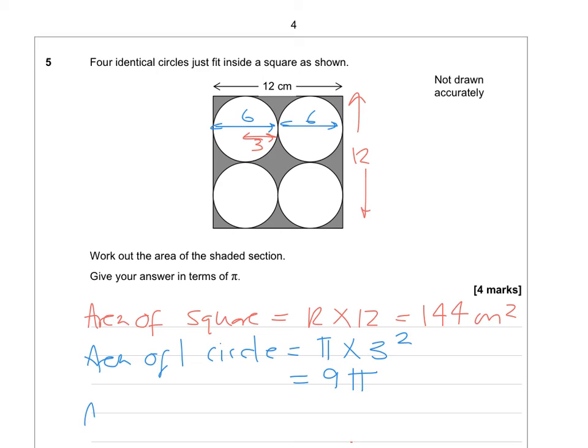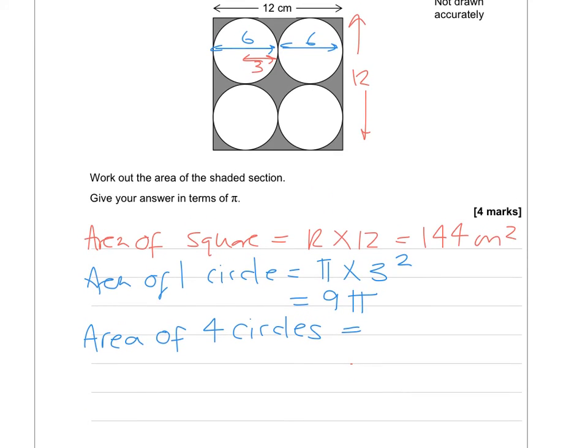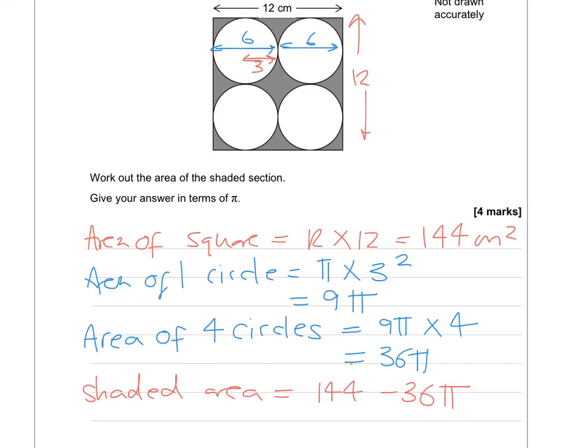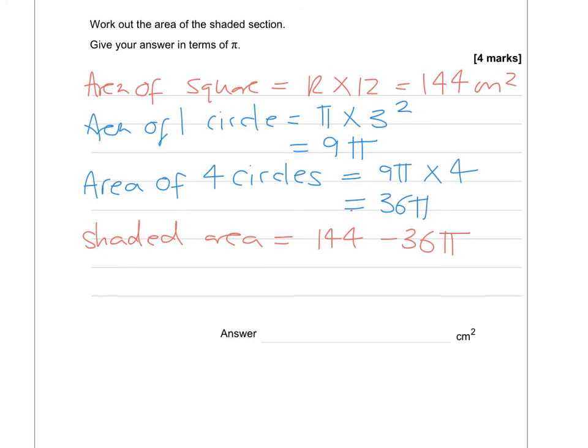So the area of one circle is equal to pi multiplied by 3 squared, which is 9 pi. So the area of 4 circles is equal to 9 pi multiplied by 4, or 36 pi. The shaded area is equal to 144 minus 36 pi, which cannot be simplified. So final answer, 144 minus 36 pi centimetres squared.